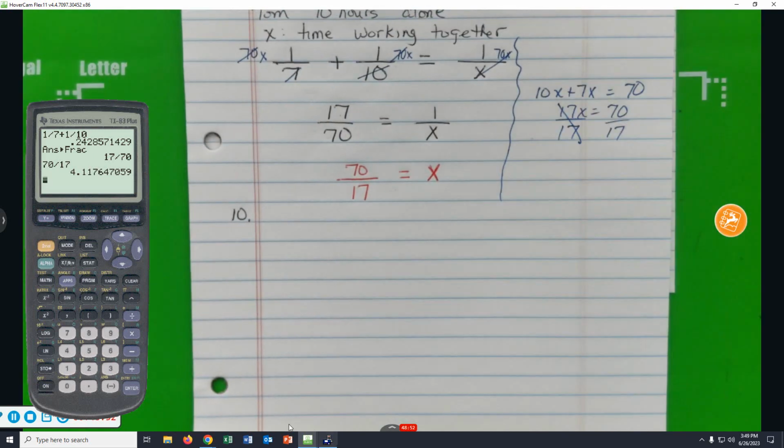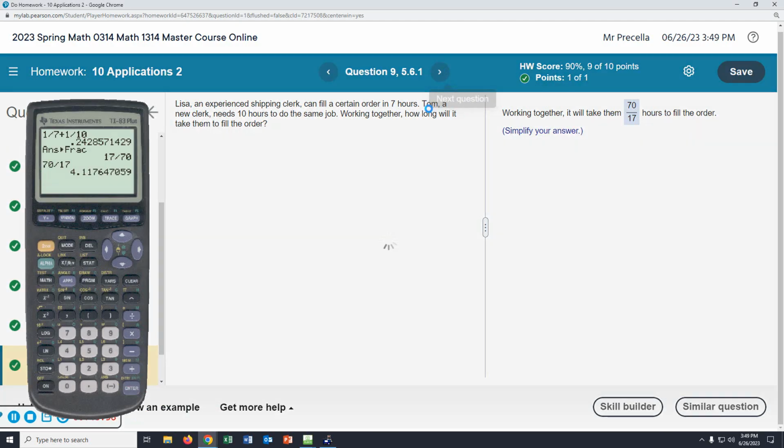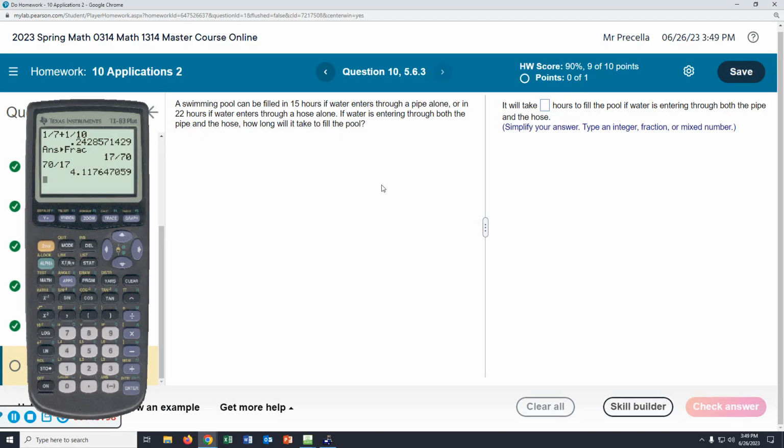Is number 10 a working together problem? Let's see. I guess it is. A swimming pool can be filled in 15 hours if water enters through a pipe alone, or in 22 hours if water enters through a hose alone. Okay, so the pipe is bigger than the hose. If water's entering through both the pipe and the hose, how long will it take to fill the pool?